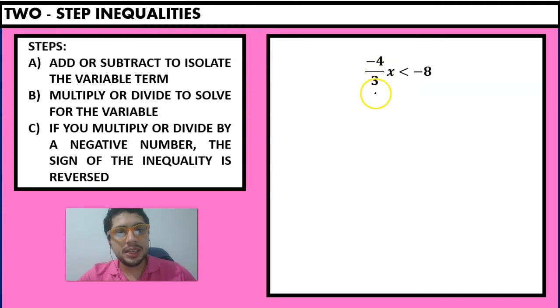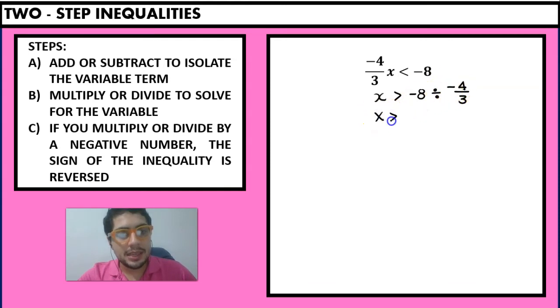So this 3 right here is going to be dividing, and this 4 right here is going to be multiplying, so we can just pass them to the other side. But we have to be very careful because in this case, this 4/3 that is multiplying x is actually negative. So whenever we pass it multiplying or dividing to the other side, depending on how you see it, you actually have to change the sign of the inequality, right? So x is going to be higher than -8 divided by -4/3, because we changed the sign since we're dividing by a negative number.